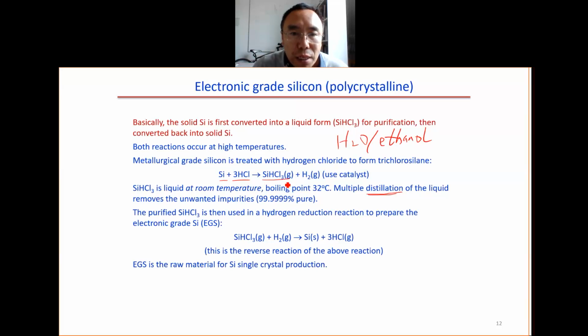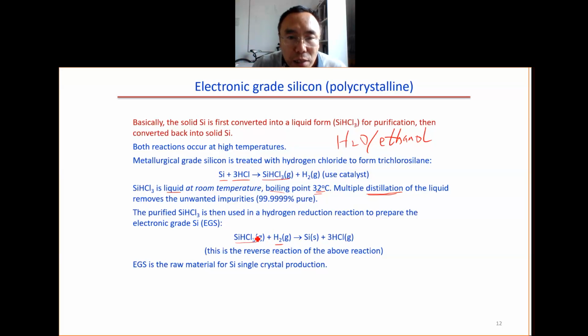At room temperature, this becomes a liquid, but the boiling temperature is only 32 degrees. So we can do multiple distillation to collect this gas vapor. Then we convert it back into silicon. We use hydrogen gas to convert it back into silicon.